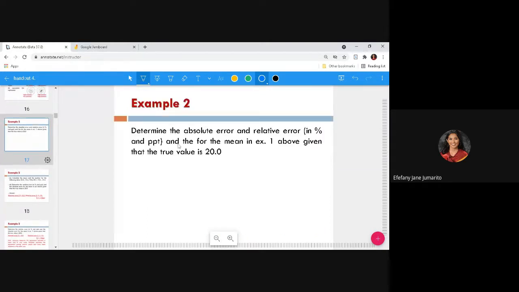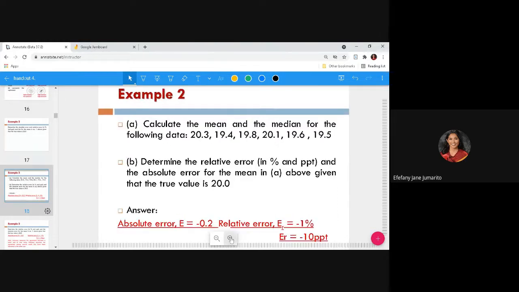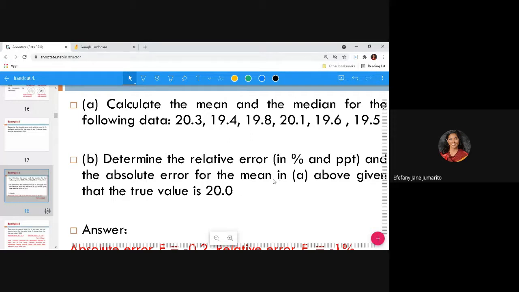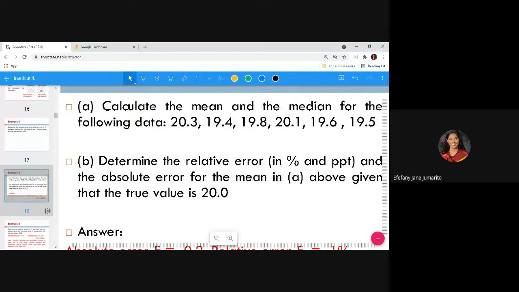Now this one: determine the absolute error and relative error in percent and PPT for the mean in example 1 above, given that the true value is 20.0. Calculate the mean and the median for the following. I will assign: Jomar, calculate the mean, and Joanne, calculate the median. Then letter B.